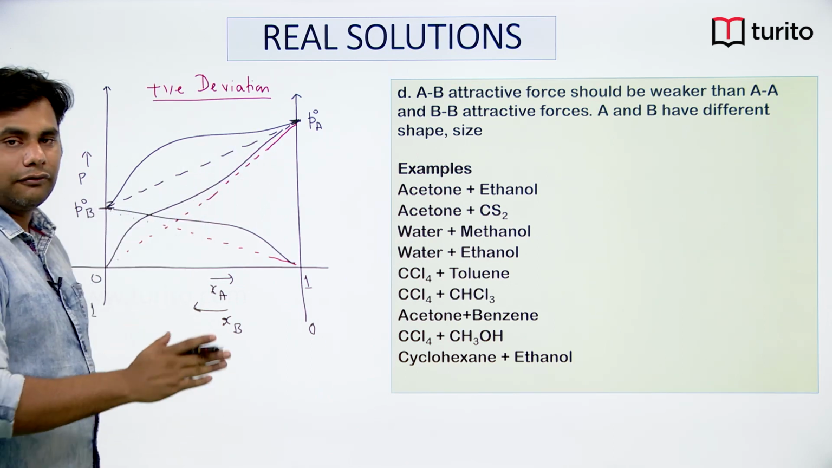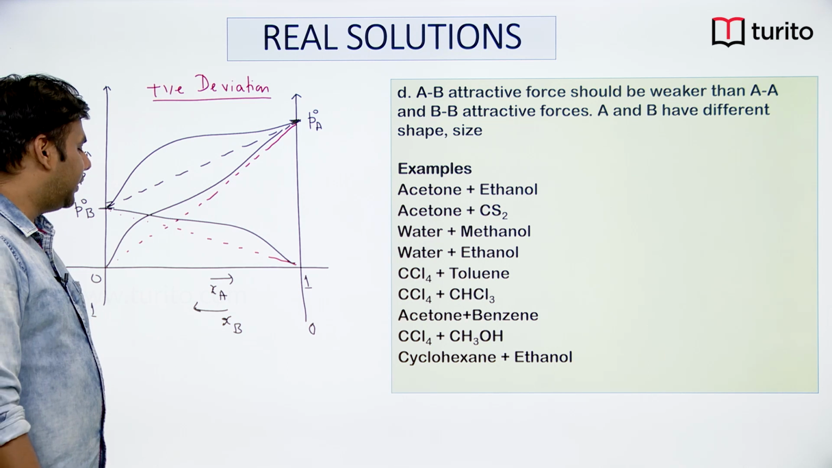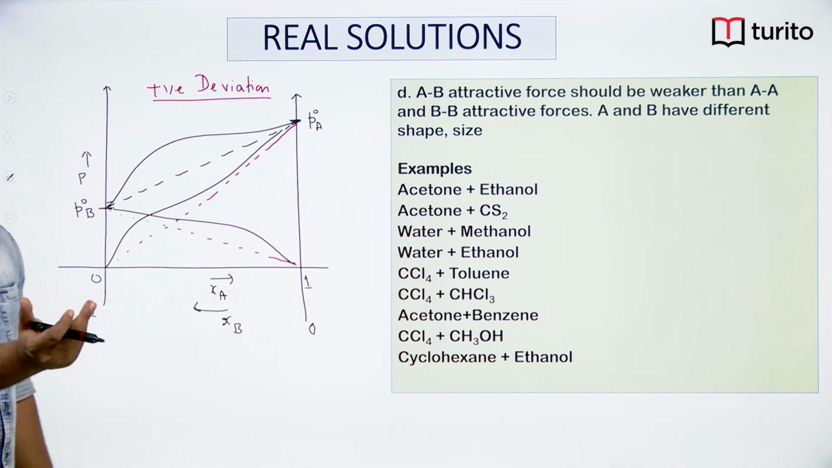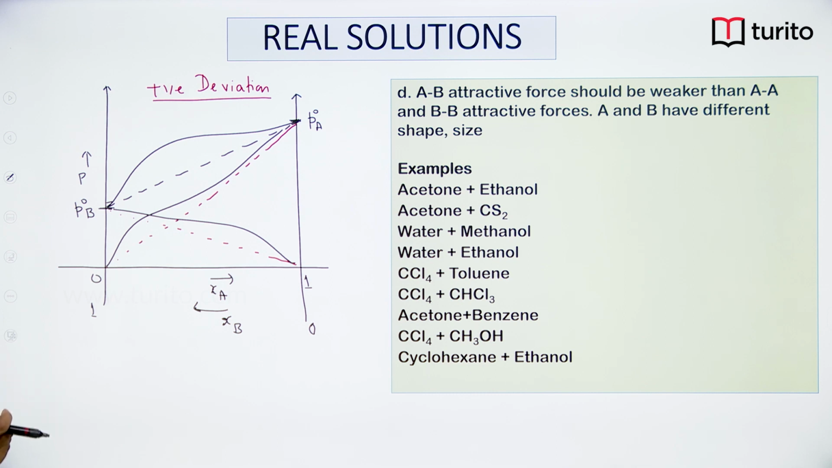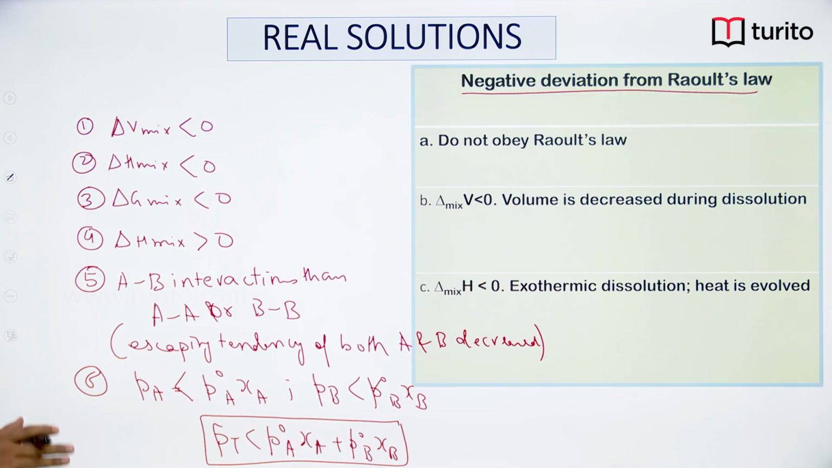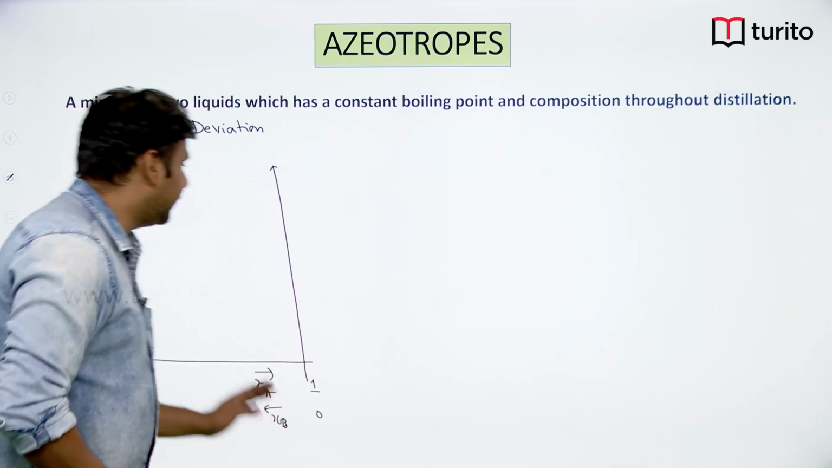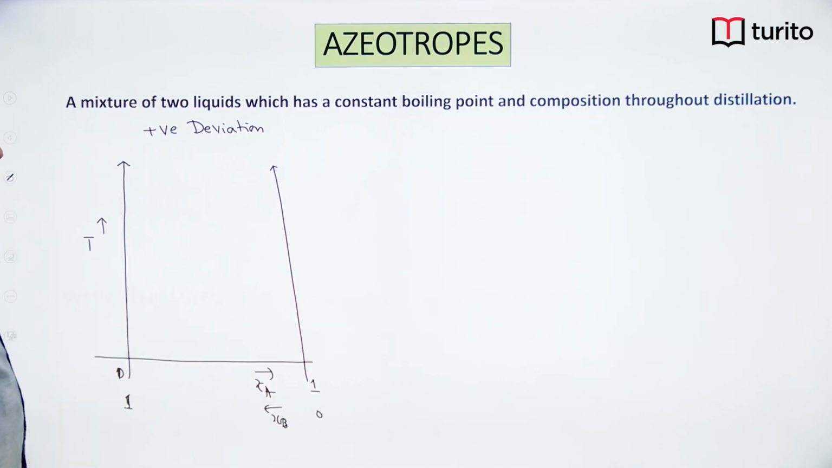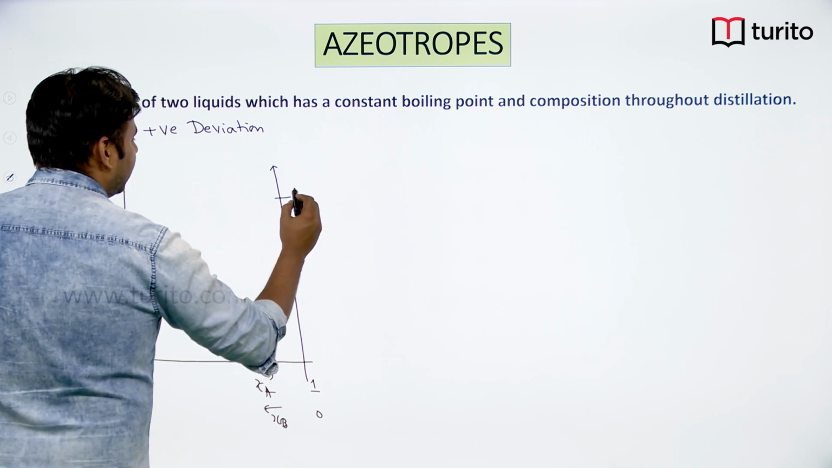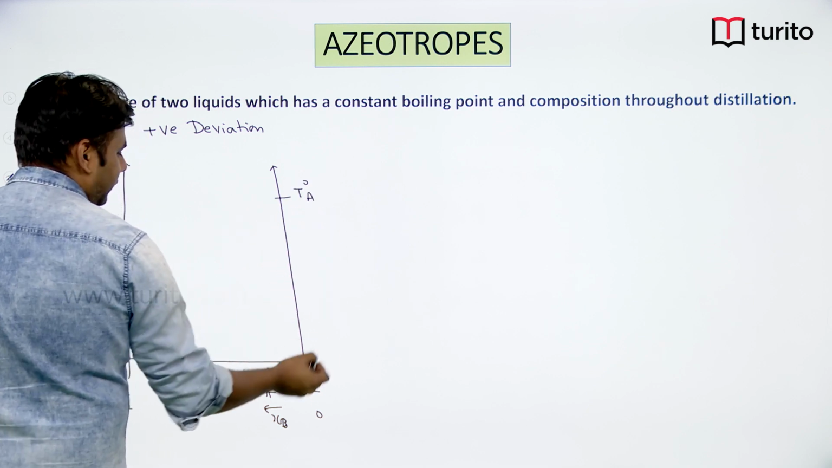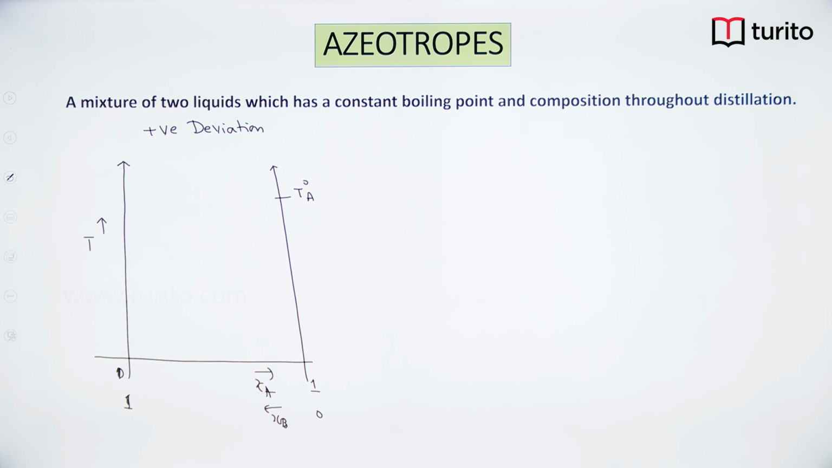So if we want to draw this graph on temperature versus composition graph, because pressure has attained maxima, obviously the temperature would attain a minima. Hope this is clear to you. So in this case there would be a minima of the temperature. Suppose this was your pure A, the boiling point of pure A is T naught A, the boiling point of pure B is T naught B.